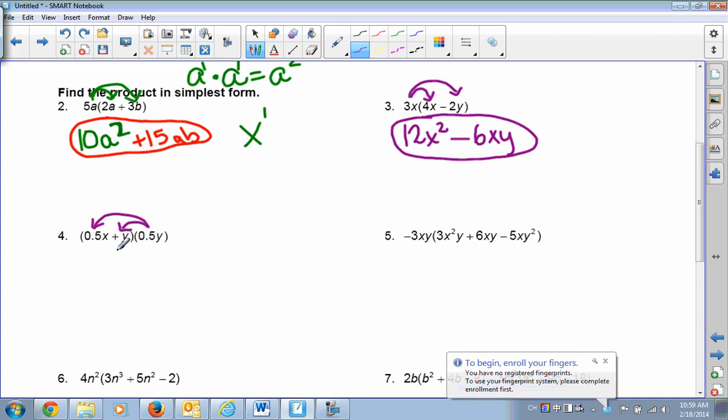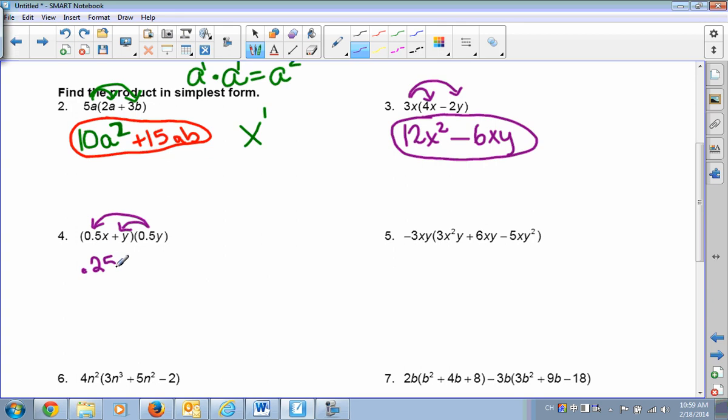So what is 0.5 times 0.5? 0.25 or 1/4, yes. X times y, xy, plus, there is no coefficient on the y, so 0.5, and y times y, y squared. Is it okay that it was written that way and not the other way? Yes.